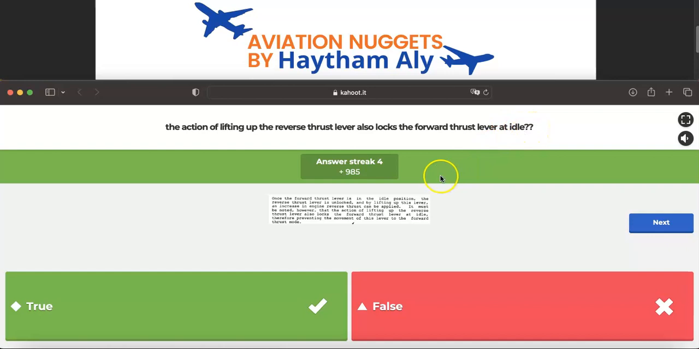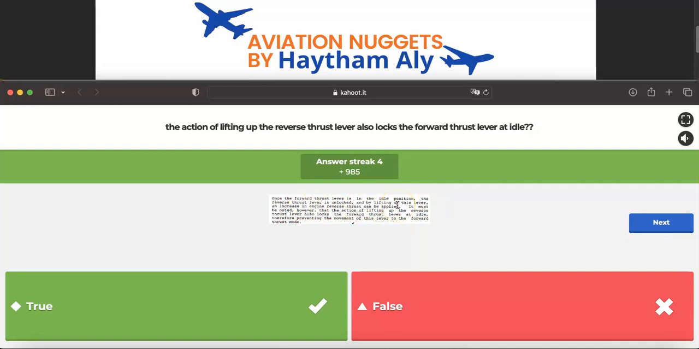When you assure that the forward thrust lever is at idle and you lift up the reverse thrust lever, now the forward thrust lever will be locked at the idle position to assure that all engines are at idle before taking any engine to the reverse thrust section. So as you can see here, once the forward thrust lever is in the idle position, the reverse thrust lever is unlocked. And by lifting up this lever, an increase in engine reverse thrust can be applied.